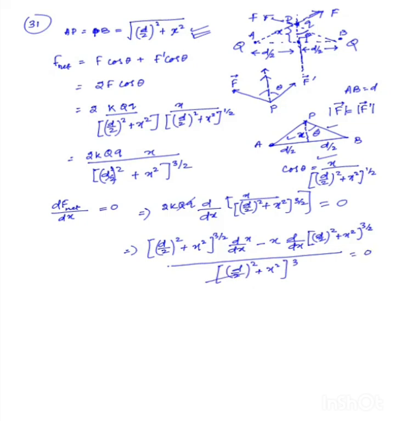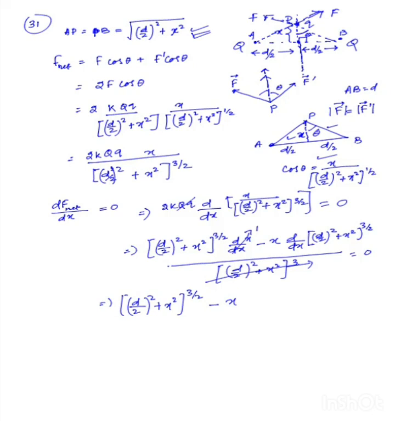Because this is equal to 0, we can take the denominator to the other side and it goes out. So all we are left with is the numerator term. That is (d/2)² plus x² raised to the power 3/2, which remains as such, times dx over dx, which is 1, minus x times the derivative of the second term. (d/2)² is a constant value, so it goes to 0 when the derivative is taken.